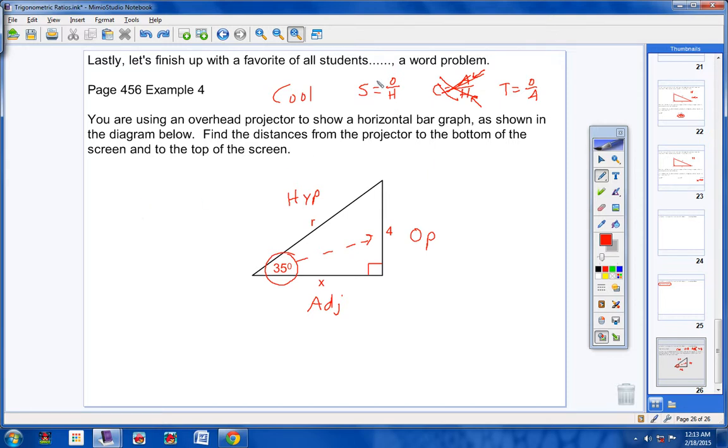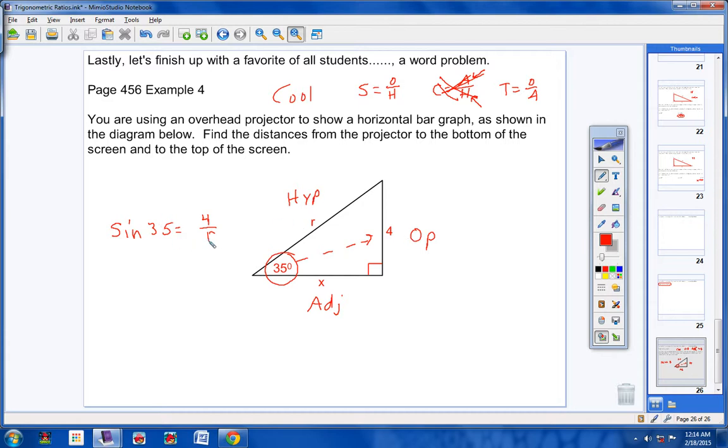Now, let's go ahead and start with sine, okay? Please watch this carefully. Sine of 35 degrees equals what? Now come on, guys, figure this out. The sine of 35 is what? Opposite over hypotenuse, correct? In other words, the sine of 35 is 4 over what? R. Do you see that? The sine of 35 degrees is opposite over hypotenuse, 4 over R.